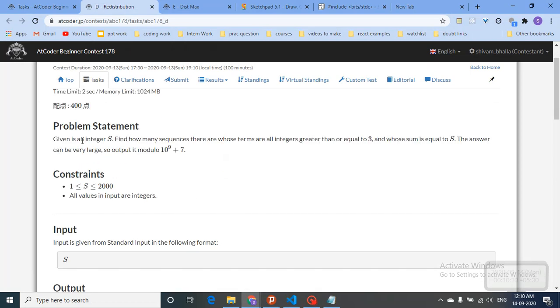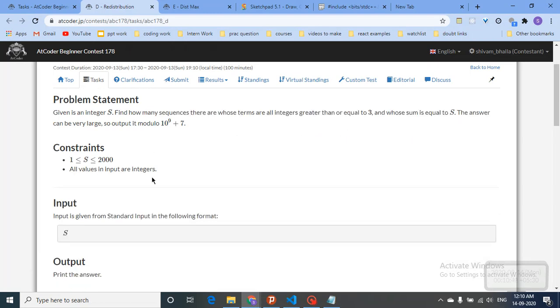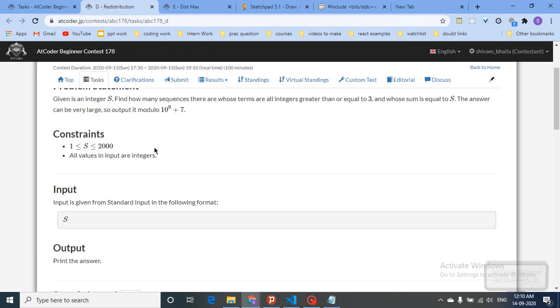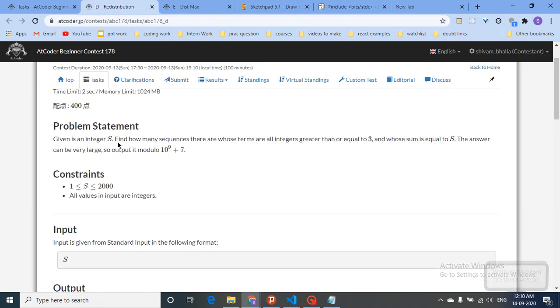It states that you are given an integer s, find how many sequences there are whose terms are all integers greater than or equal to 3 and whose sum is equal to s. As you can see, s is pretty small. This problem can also be done in O(n^2), and you have to find all the sequences. The number of sequences can be very large, so you have to output it modulo 10^9+7.